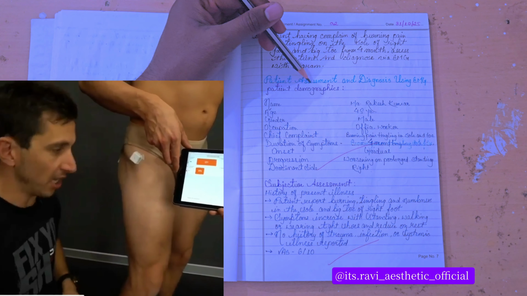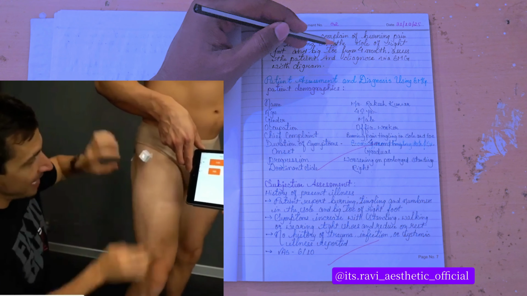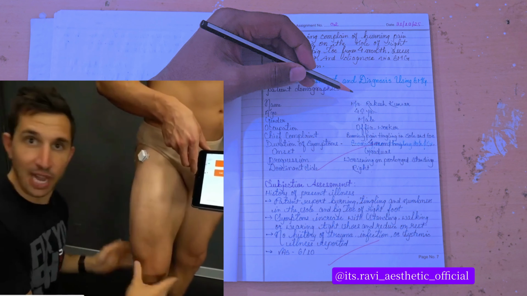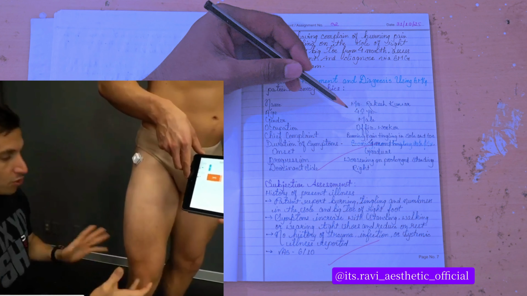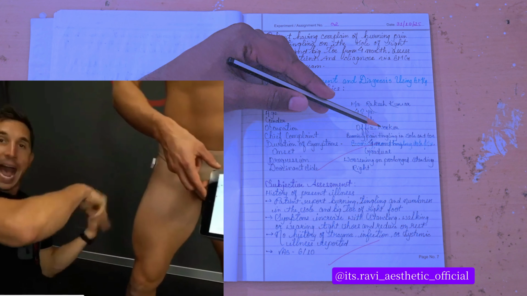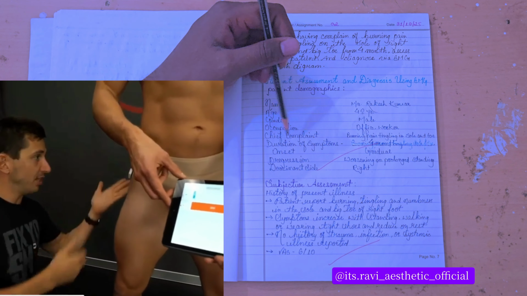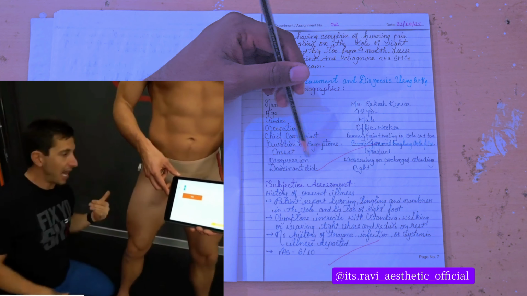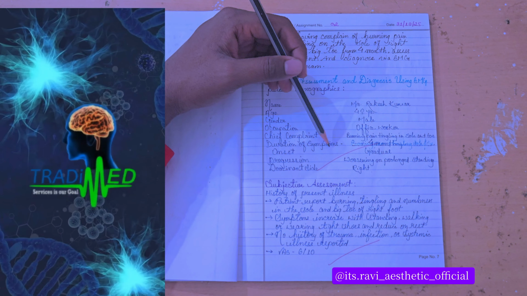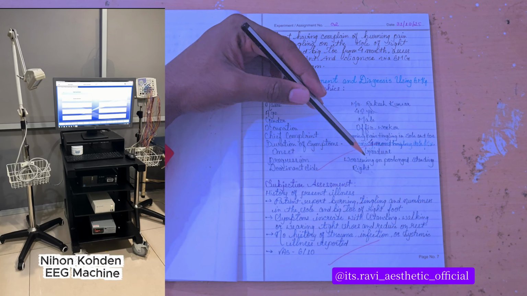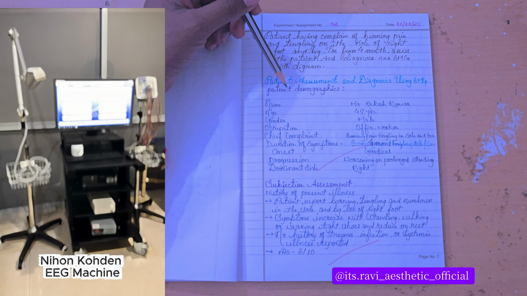So patient demographic: the name is not written here, but I can take one example, Mr. Rakesh. Age is also not written, so taking 45 years, gender male, and occupation office worker. Chief complaint: burning pain and tingling on the sole and a toe, as written here. Duration of the symptoms 4 months. Onset gradual, not sudden. Progression worsening on prolonged standing, and the dominant side will be the right side. So that is the demographic.